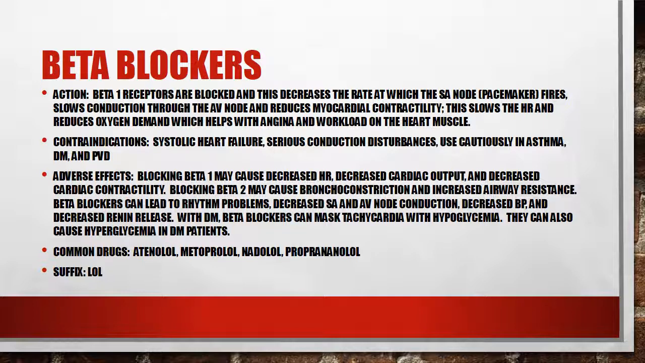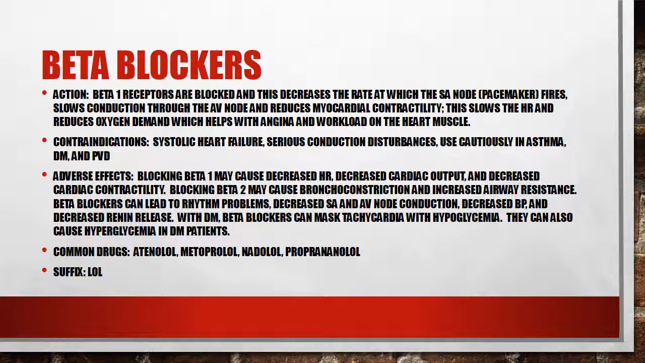Beta blockers. Beta 1 receptors are blocked and decrease the heart rate at which the SA node or the pacemaker fires. It slows conduction through the AV node and reduces myocardial contractility, slows the heart rate, reduces oxygen demand, and that helps with angina and workload on the heart muscle. It's contraindicated for patients who have systolic heart failure or serious conduction disturbances because it's not going to work right for them. We have to use it cautiously for patients who have asthma, diabetes, or PVD.